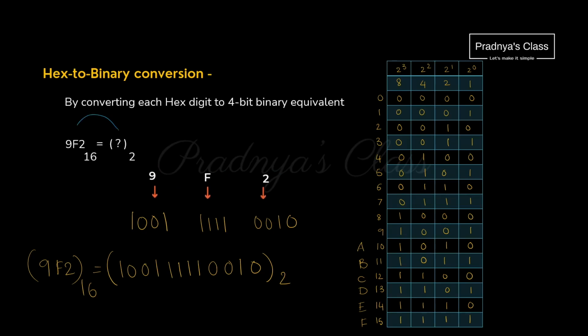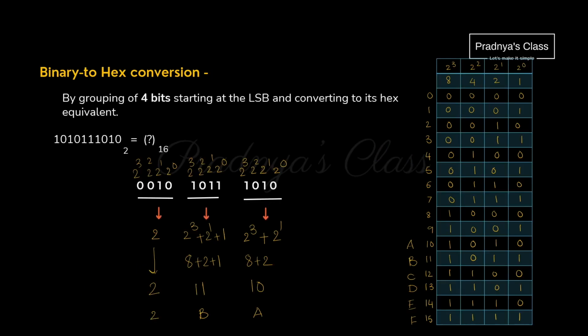Now it's time to do the reverse of it. Let's check out. Here also we will be following the same process as binary to octal. But the difference will be, it will be a group of 4 bits. Look at this. If you don't have sufficient bits, what will you do? You will add zeros on the left hand side. In this way we got these 3 groups.